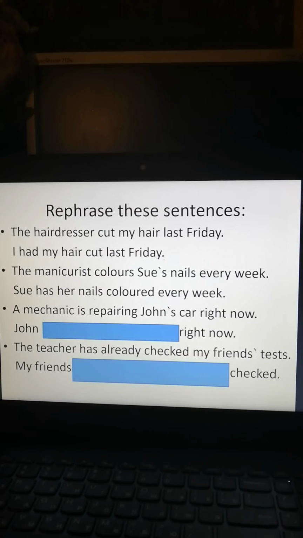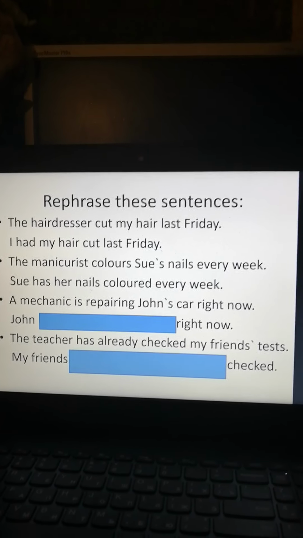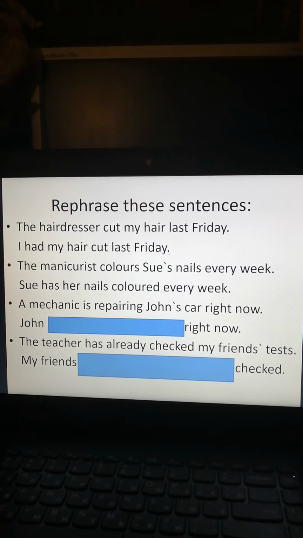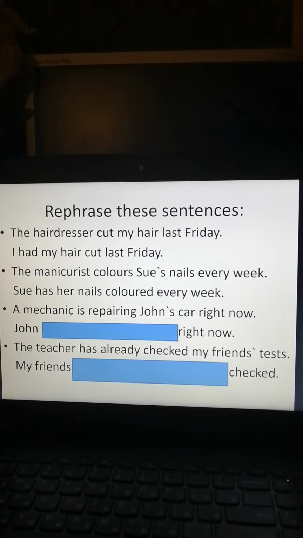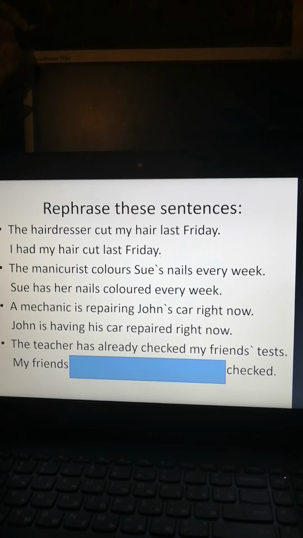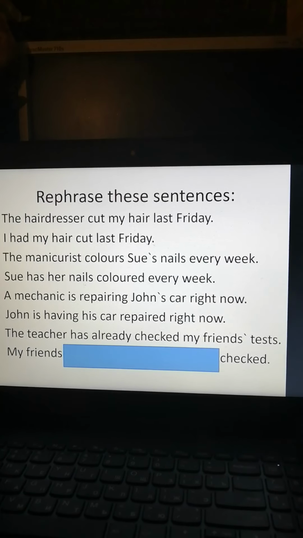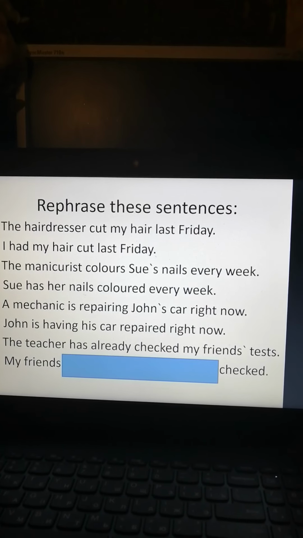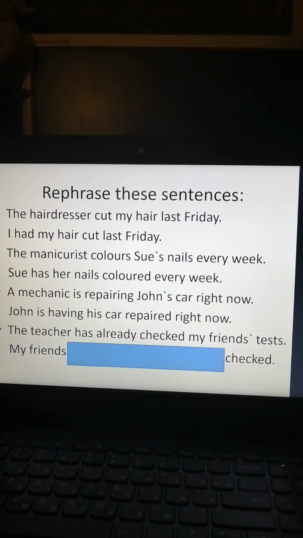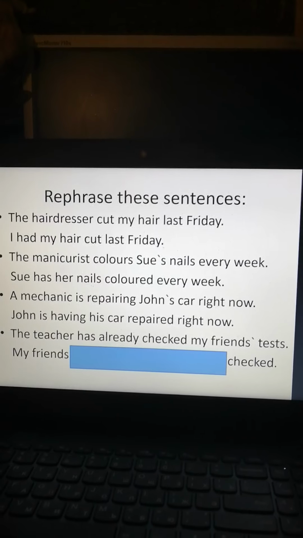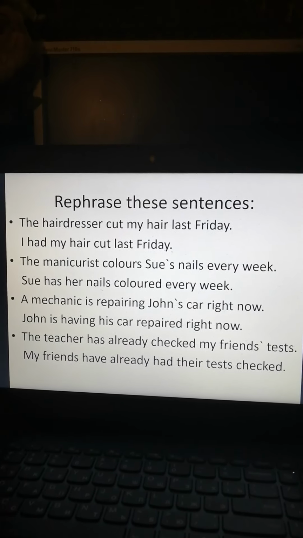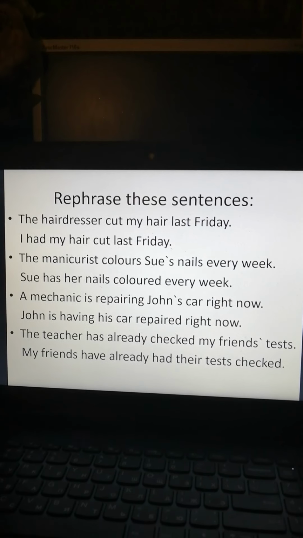A mechanic is repairing John's car right now. So, John? Of course, John is having his car repaired right now. And the teacher has already checked my friend's tests. My friends have already had their tests checked. Great.